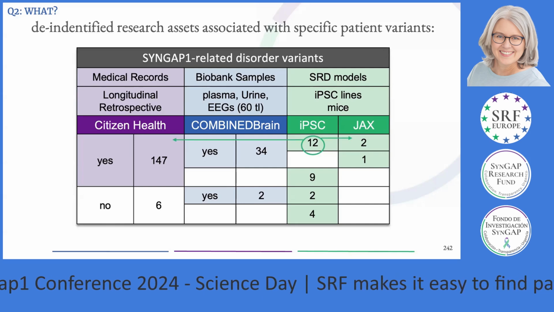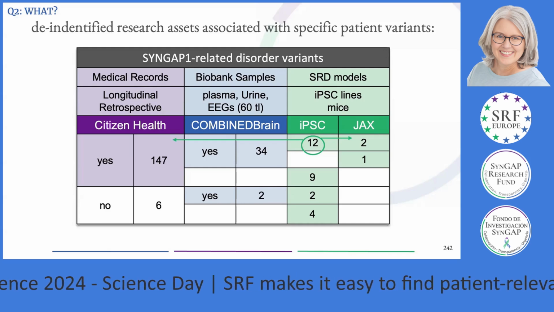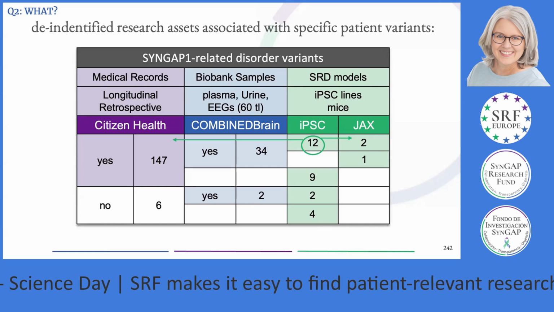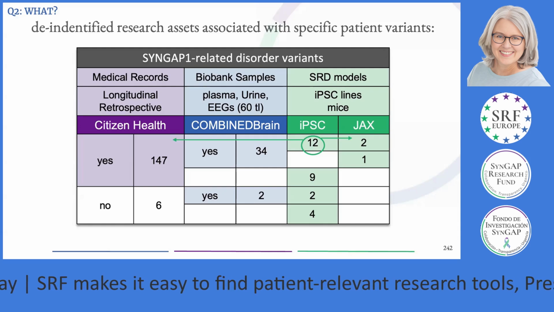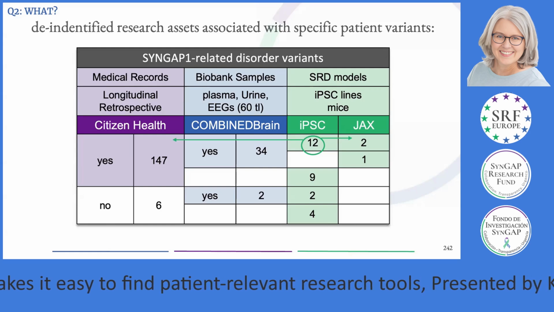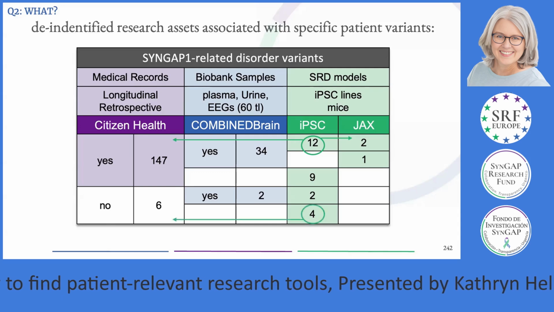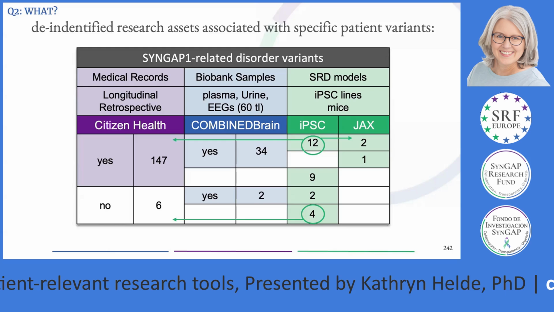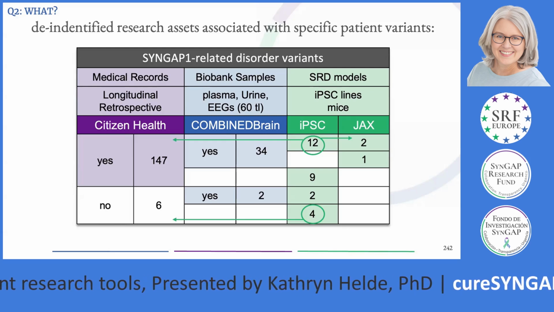So if you start with the green 12 that I circled there, you see we have 12 iPSC models, 2 of which have a mouse for them. And if you go to the left, 3 or 4 of those 12 also have biorepository samples and citizen health data, right? That's how you read that. And you go down the column and you see that at the bottom we have 4 iPSC lines that don't have anything else associated with them.